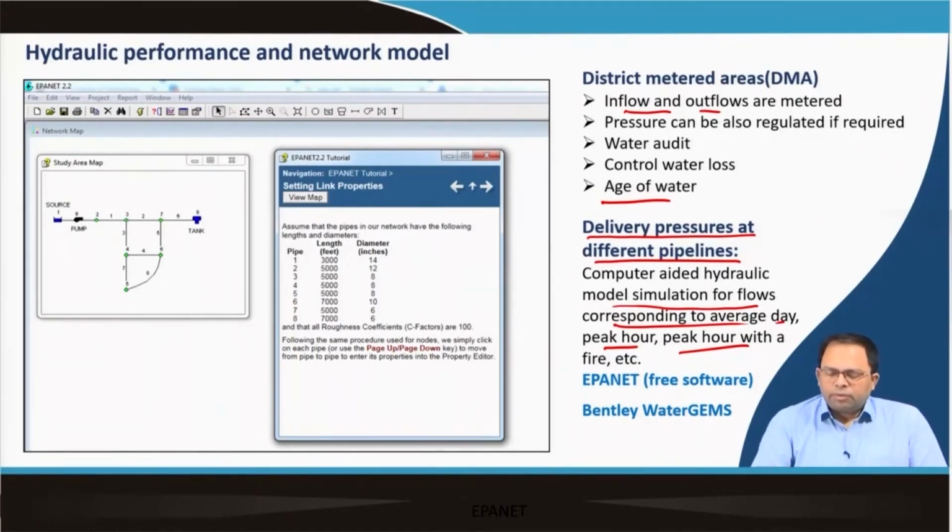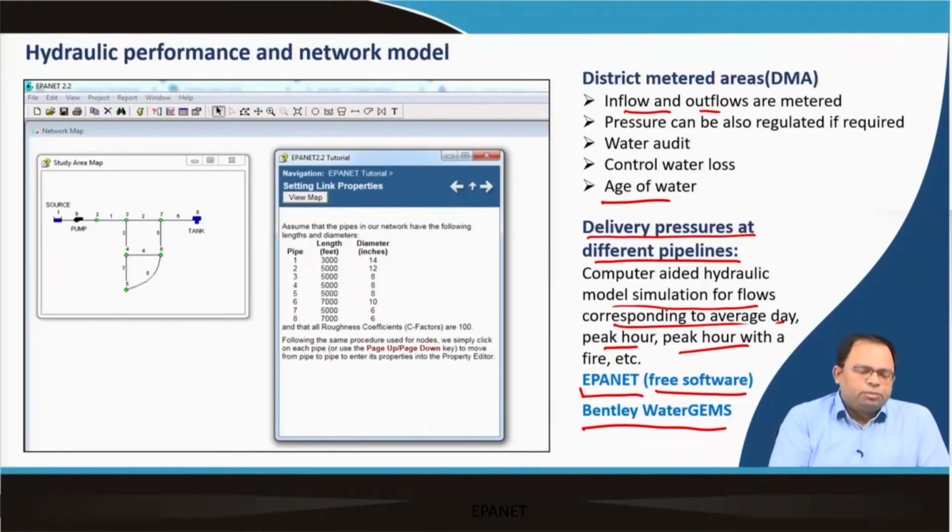Two popular software packages are Bentley WaterGEMS, which is commercial software, and EPANET, which is free software. It is designed by the US Environmental Protection Agency. It's the most widely used software, and it's very easy as well. You can see the interface. We will discuss and demonstrate this particular software, how to use it, in the final lecture of this module. But you can see in this image, there is a source, there is a pump, then there is the network, then there is a loop over here, and then there is a tank.